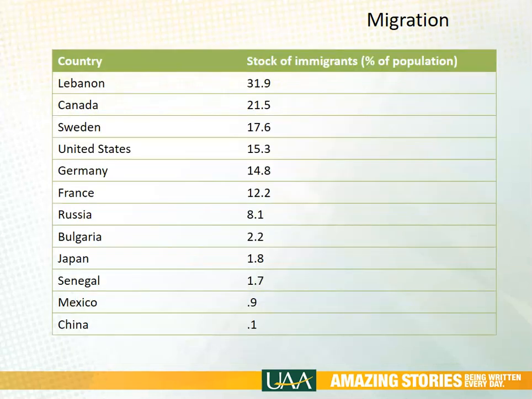In the next chart, I've included the percentage of stock of immigrants. This comes from the UN Human Development Report. It tells what percentage of a population is made of people who come from another country, immigrants. Again, there's huge variation around the world, and I just wanted you to be able to make some comparisons of the United States to some other countries that I've selected.